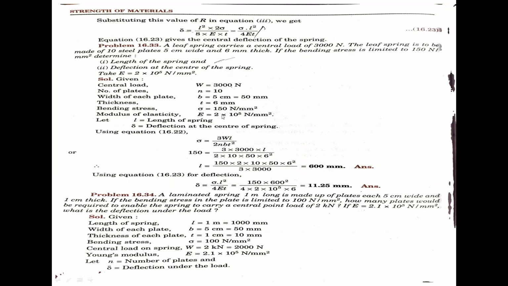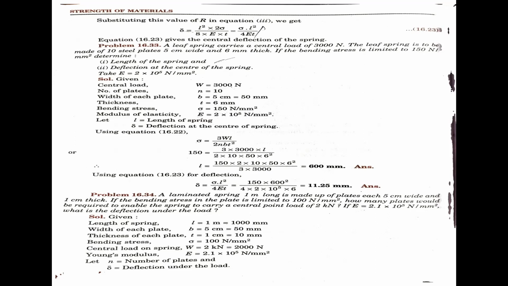Finally, substitute sigma equal to 150, 3 into W into 3000 into L. This is the unknown value, L, divided by 2 into n 10, b equal to 50 and t equal to 6. t square means 6 square. Finally, L equal to 150 into 2 into 10 into 50 into 6 square divided by 3 into 3000. Finally, L equal to 600 mm, length of the leaf spring. Okay, L equal to 600 mm.